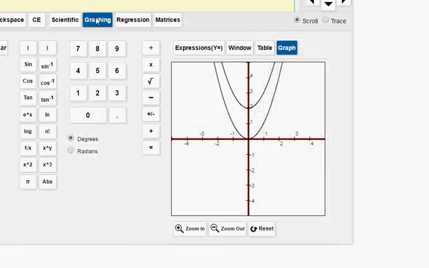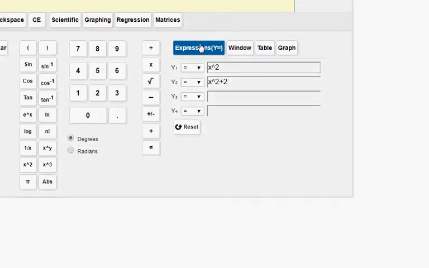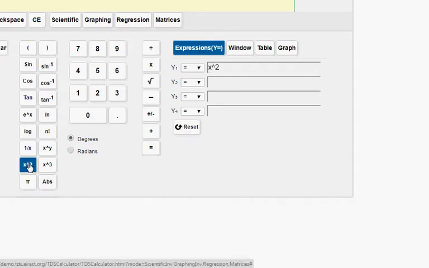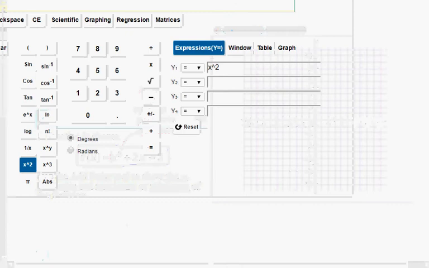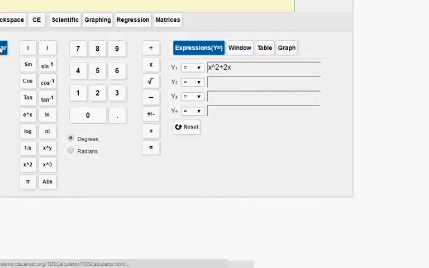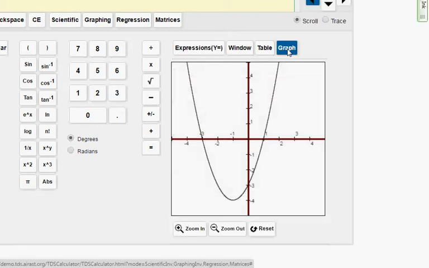Let's go back to our graphing calculator and go to the expressions and reset this. We type the x variable key, x squared, plus 2x minus 3. If you go immediately to the graph, it looks to me like there's an x-intercept at positive 1 and at negative 3. And the minimum point down here, I'm going to guess, is at negative 1, negative 4. So using the technology, this is a very, very easy question.